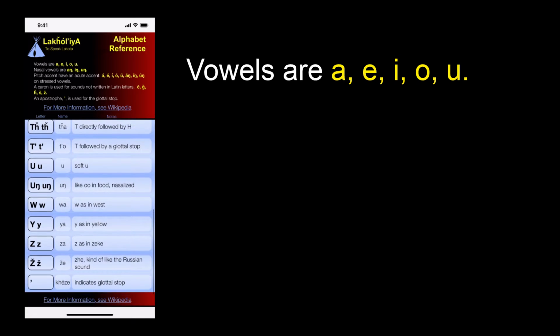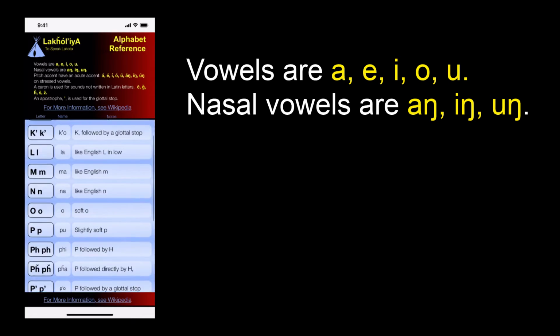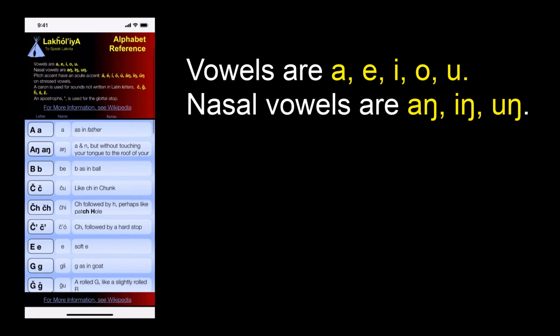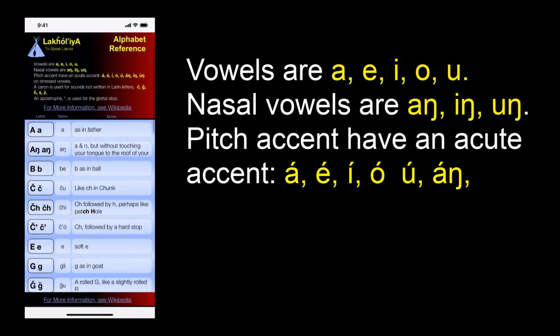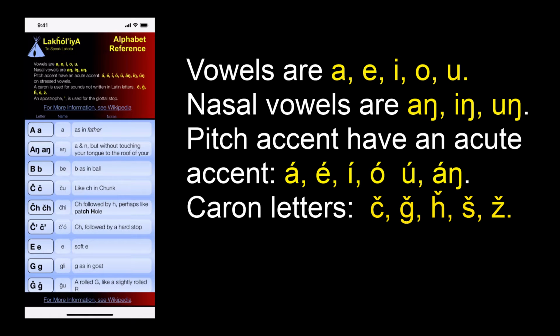And now notes for English speakers. The vowels are similar to English. The nasal vowels are somewhat different and subtle, but there are only a few of them. Characters that have the pitched accent above them are stressed during pronunciation. The consonants with the caron are substantially different from English. There is no letter D, Q, R, J, or V in Lakota.